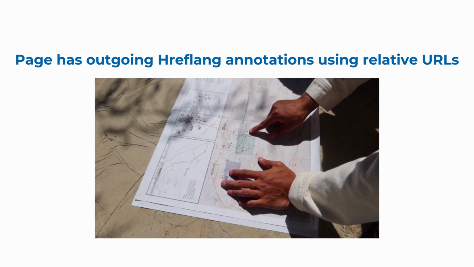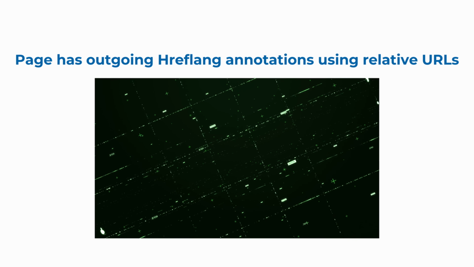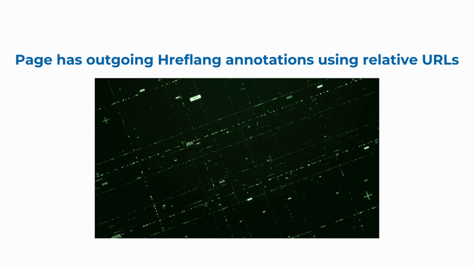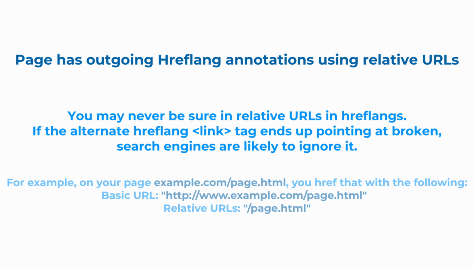Hreflang tags are interpreted by search engines as indexing instructions. Search engines can follow and understand hreflang instructions only if they are valid and consistent. Using relative URLs for hreflang increases the chances that something will go wrong in the future, even if the setup is valid for now. If the alternate hreflang link tag ends up pointing at a broken or incorrect URL, the hreflang will become inconsistent, and search engines are likely to ignore it. Here is a small example of how a relative URL might look.